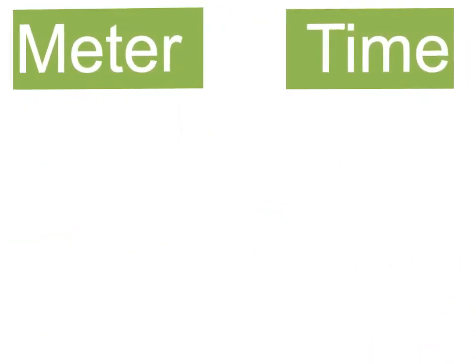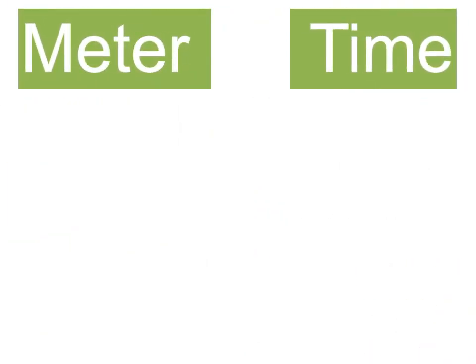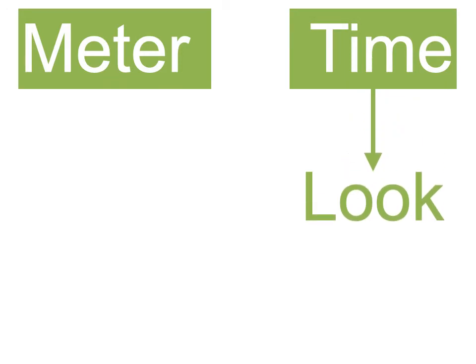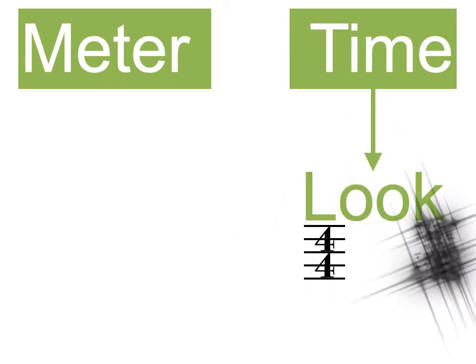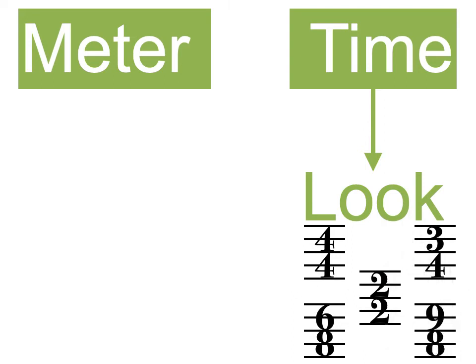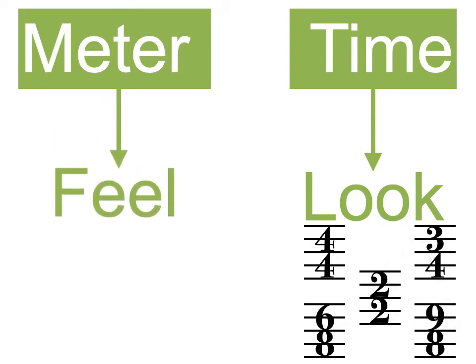In a previous video, we talked about the difference between meter and time. Basically, we said that time is about the way music looks, what's written in the music, and that's symbolized by time signatures. But meter is about how music feels, the strong and weak pulses and patterns that we feel in the music. We're going to talk about different types of meters today, specifically simple meters.